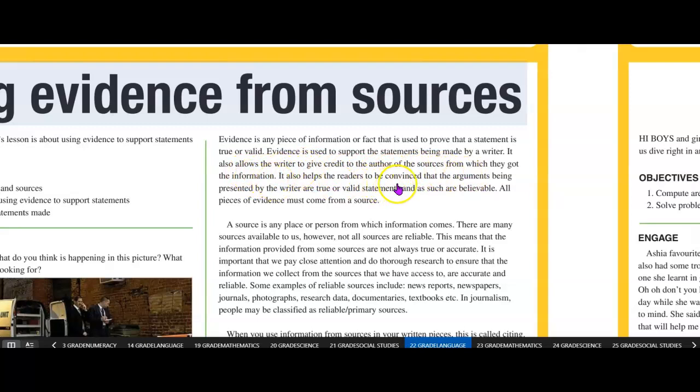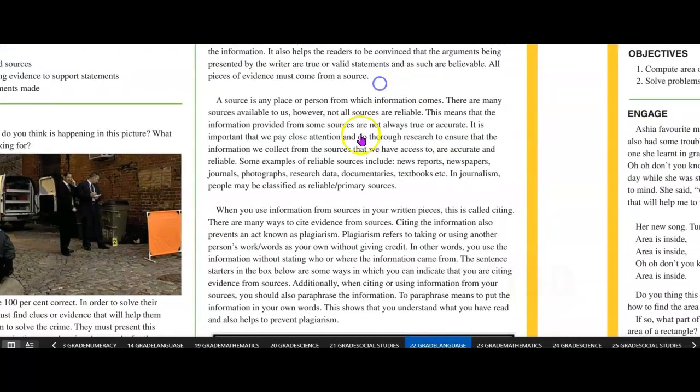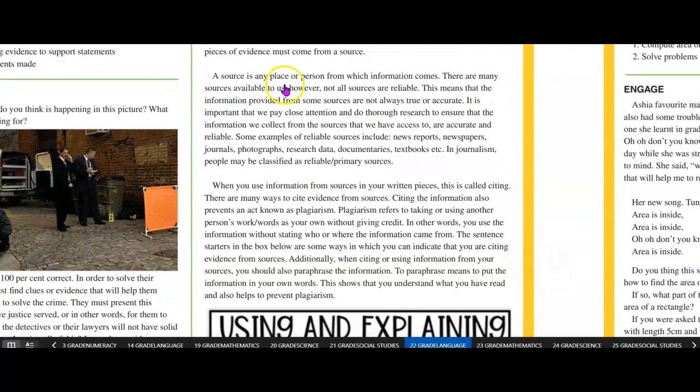It also helps the reader to be convinced that the arguments being presented by the writer are true or valid statements, and as such are believable. All pieces of evidence must come from a source. A source is any place or person from which information comes. There are many sources available to us.